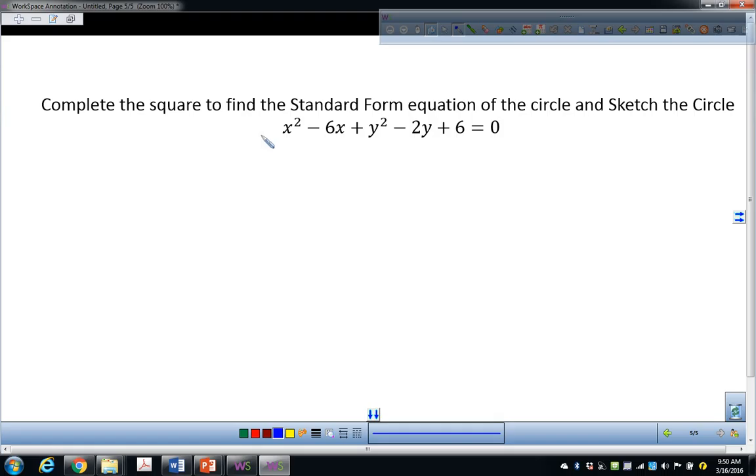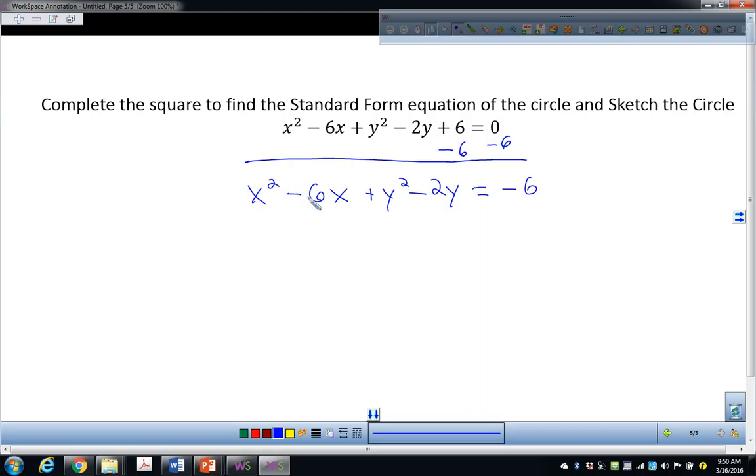So the key is, first you get your constant term onto the right side, okay? So you get the constant over on that side, and group together your x terms and your y terms, like this, equals negative 6. Now, do you guys know how to complete the square? Who knows how to complete the square? Some of you know how to complete the square.